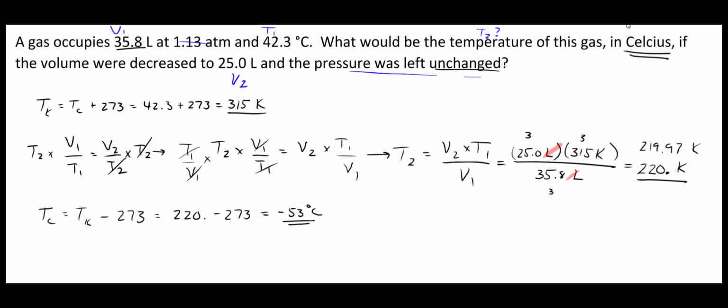Clearly, if we look again at the Charles' law equation here, V1 over T1 equals V2 over T2, this would not have worked in Celsius because we would have had a positive number on the left and a negative number on the right.